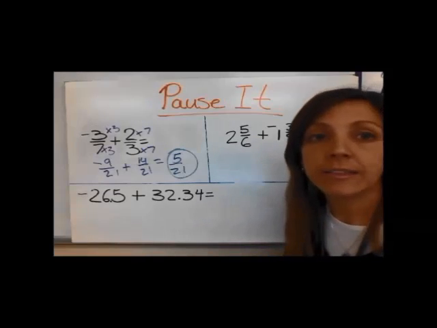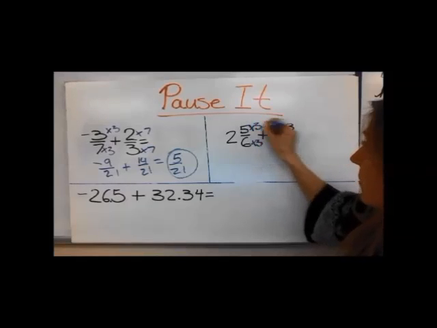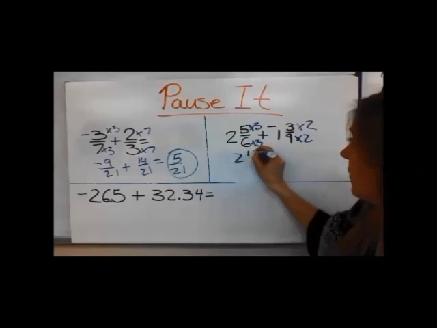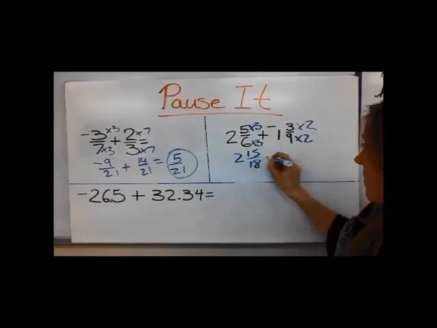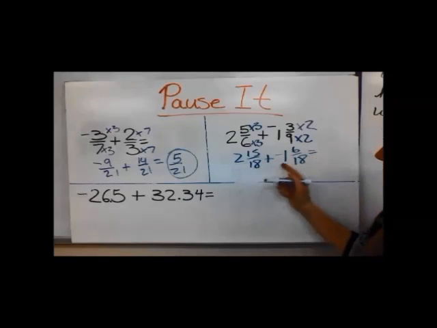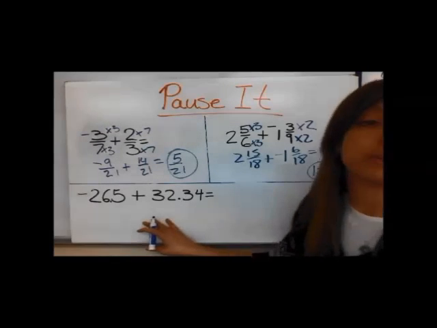So 6 and 9, I know the least common multiple of those two numbers is 18. 6 times 3, I have to do the same to my numerator. 9 times 2, I do the same to my numerator. I end up with 2 and 15 18ths plus negative 1 and 6 18ths. 2 plus negative 1 is 1, and 15 plus a negative 6 is 9. 1 and 1/2 is what this reduces to. Let's move to the last one.